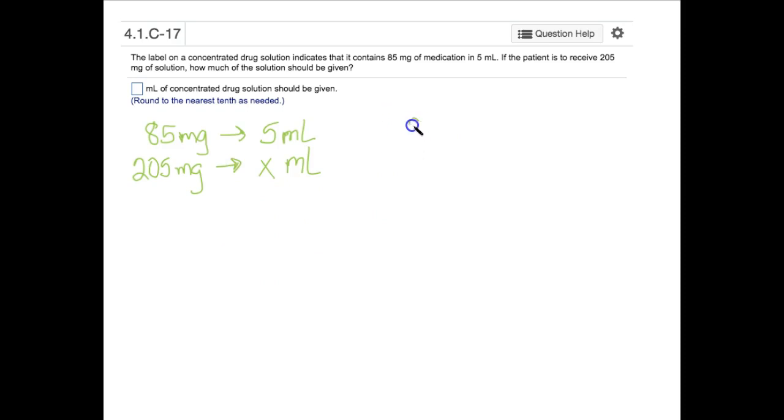And so we can set that up in a proportion like this, 85 milligrams and 5 milliliters go together, so we can make sure that those line up across in the numerator. And then 205 milligrams and X milliliters are going to go together, and so we can line those up going across in the denominator. Also, you do want to make sure that across those amounts go together, and then your units should line up top to bottom as well.